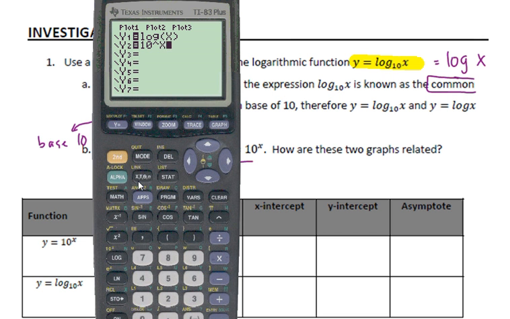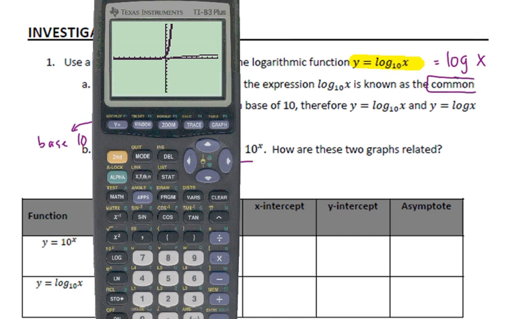We want to find a relationship between these two. Before you push graph, go over to the right side and push enter once. This should be flashing, and then push enter, and this will make it bold. So we can see the difference between 10 to the power of x and our log of x. Now push graph, maybe zoom 6 if your windows are off. Our graph should look like this. There's my log function, and there's my exponential function. Did you get the same thing?